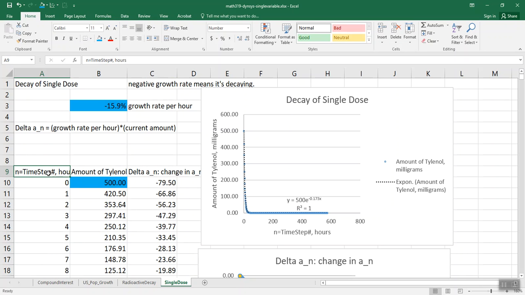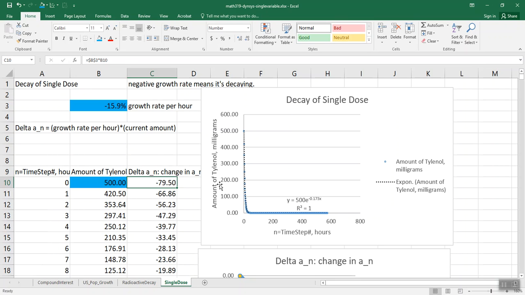We've just been changing the labels and the value there, but I have yet to actually change that formula. I could have put a negative there and used a positive decay rate per hour, but it's kind of nice to not change formulas if you don't need to.